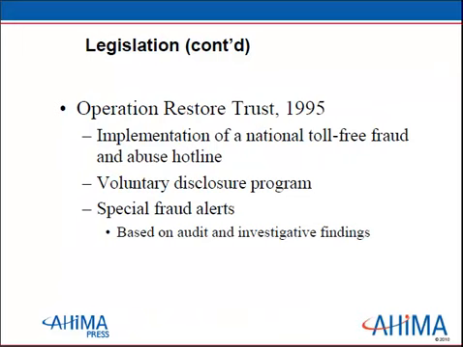As part of that act, there is a national toll-free fraud and abuse hotline, whether you're a patient that suspects your bills are incorrect, whether you're an employee that knows something not quite right is going on.